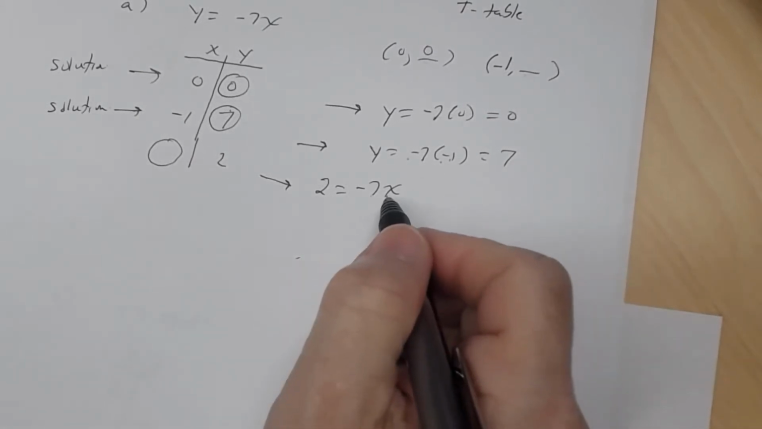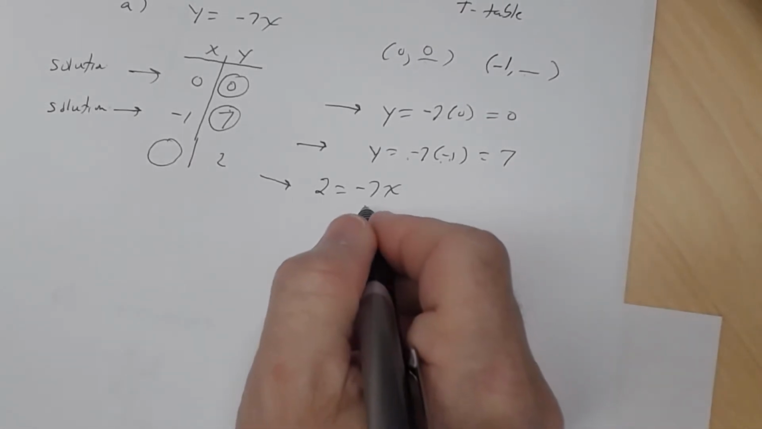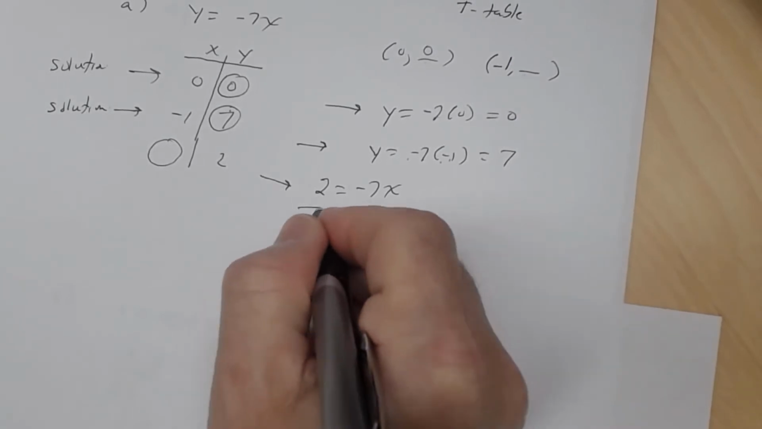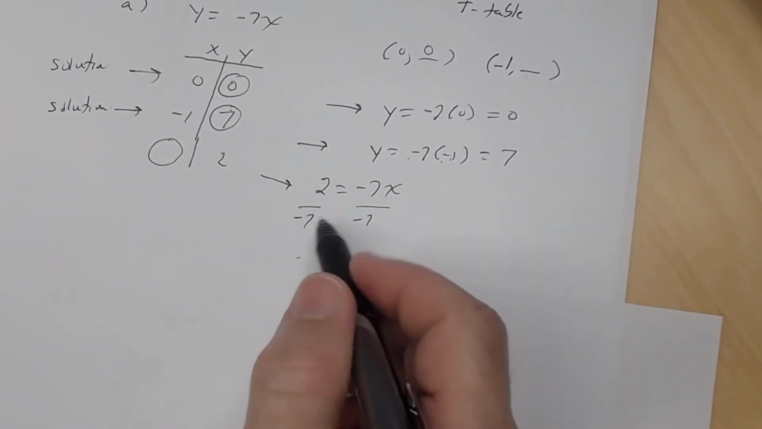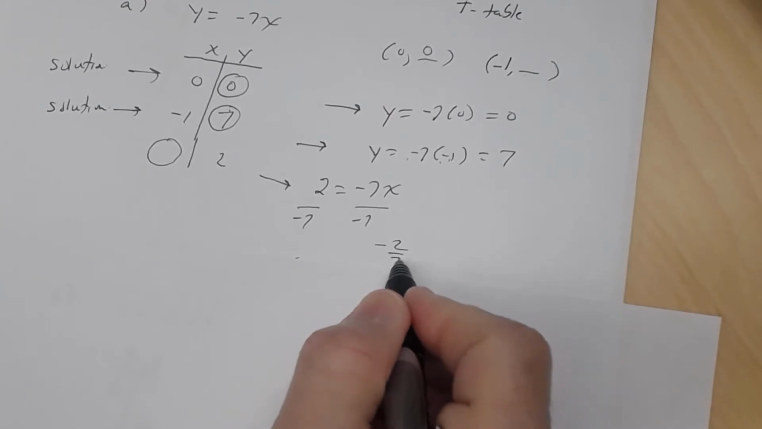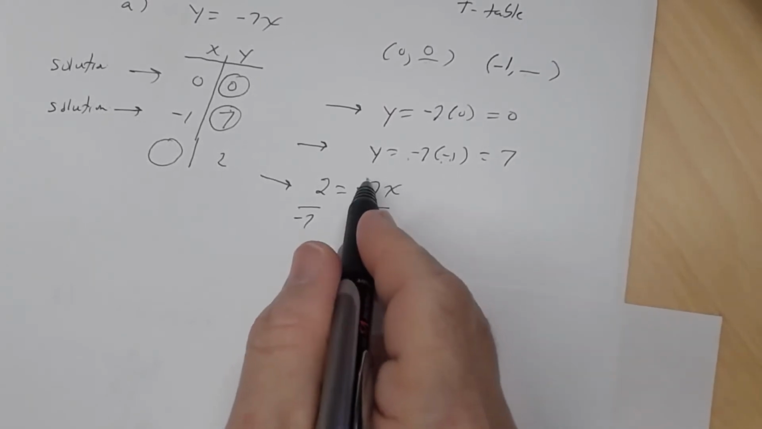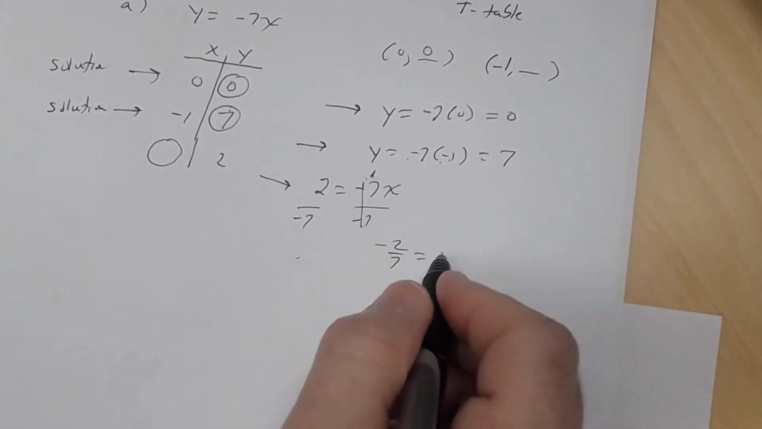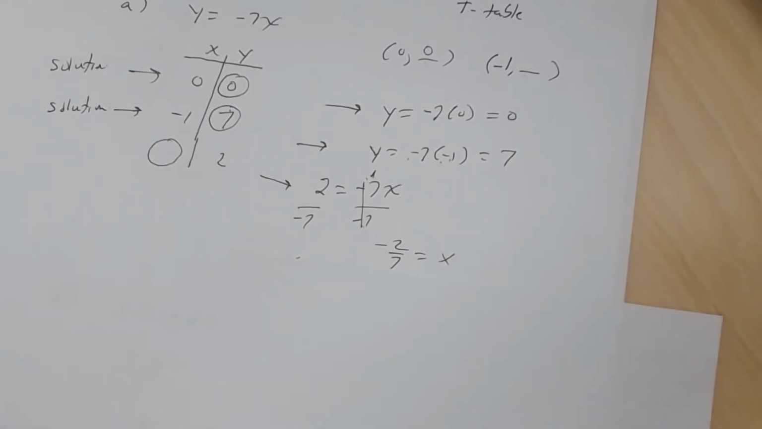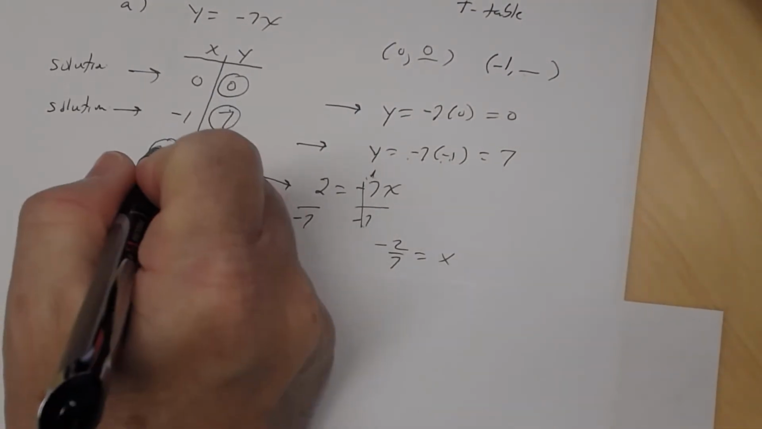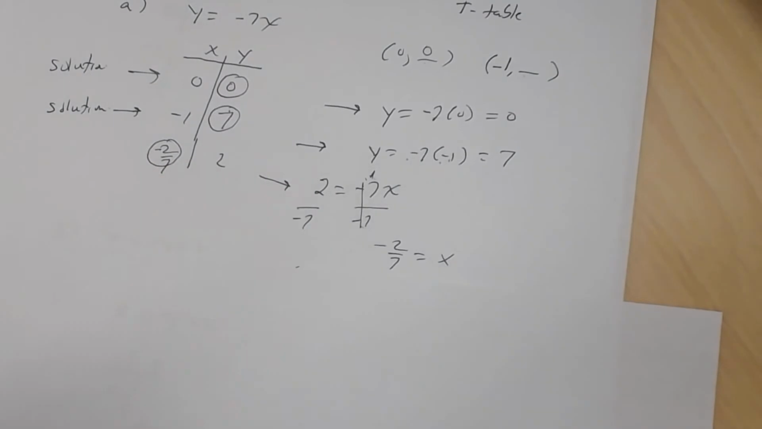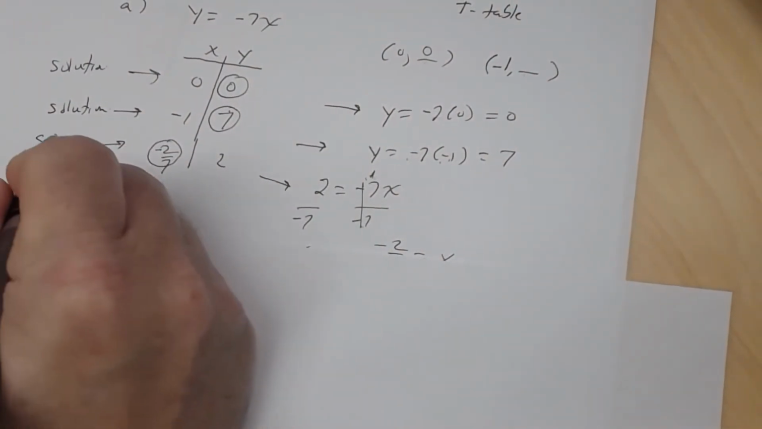So to solve for x, right now you're multiplying by negative 7. The opposite is to divide by negative 7. And so I get negative 2 sevenths equals x. And then remember, negative 7 divided by negative 7 is 1, and 1 times x is x. So you found your x coordinate. The x coordinate needs to be negative 2 sevenths. So negative 2 sevenths, 2 is a solution.